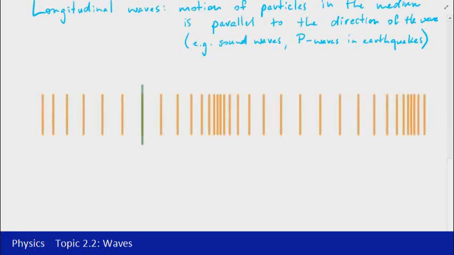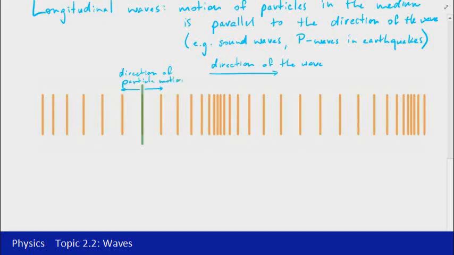So on our diagram here, first of all, we'll go with the direction of the wave being to the right. So we saw that the wave was travelling to the right there, but the particle motion, of this green line, was simply moving backwards and forwards. Those arrows there represent the direction of particle motion. You can see there that they're parallel to the direction of the wave.